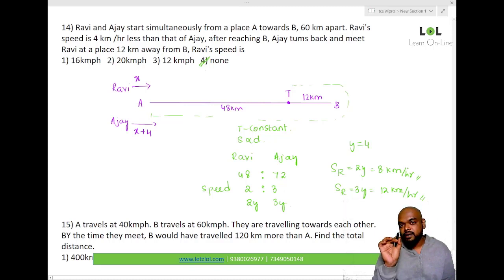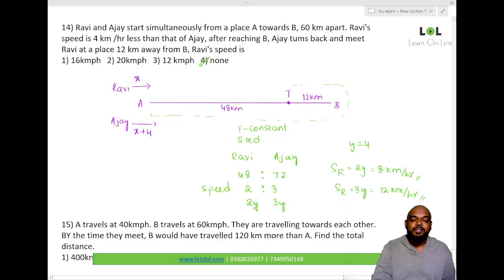You must understand when to use this proportionality. Since both of them are traveling for the same amount of time, the speed is directly proportional to the distance. Now, by looking at the figure, we can easily tell what is the distance traveled by whom. Ravi traveled only 48 kilometers, whereas Ajay traveled 60 plus 12, 72 kilometers. So their distance ratio is 2:3, which is also same as speed ratio 2:3.